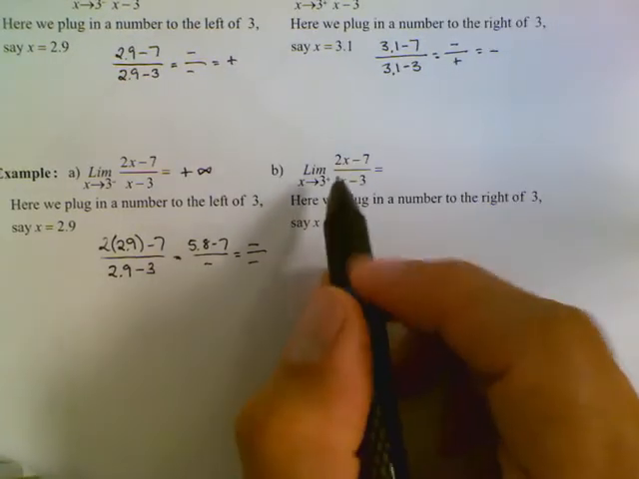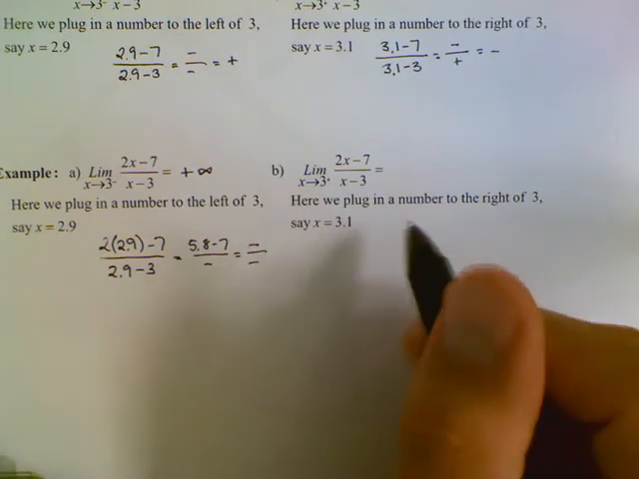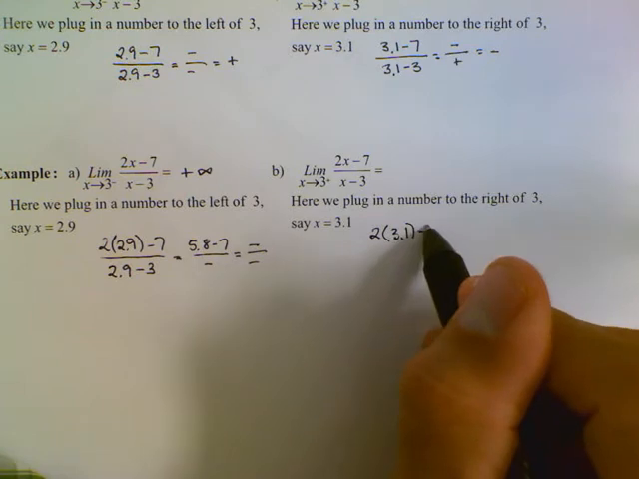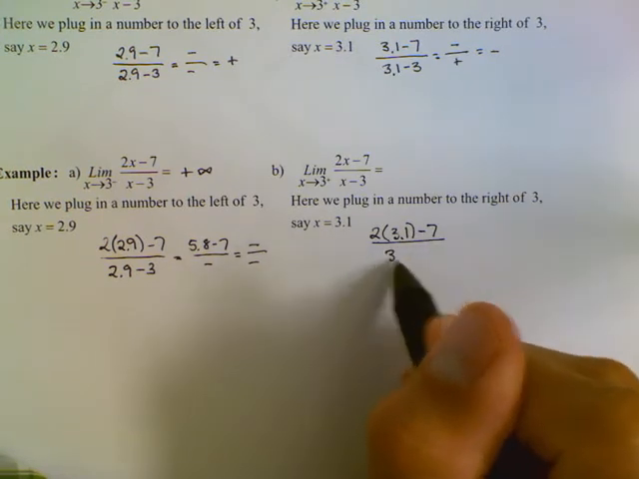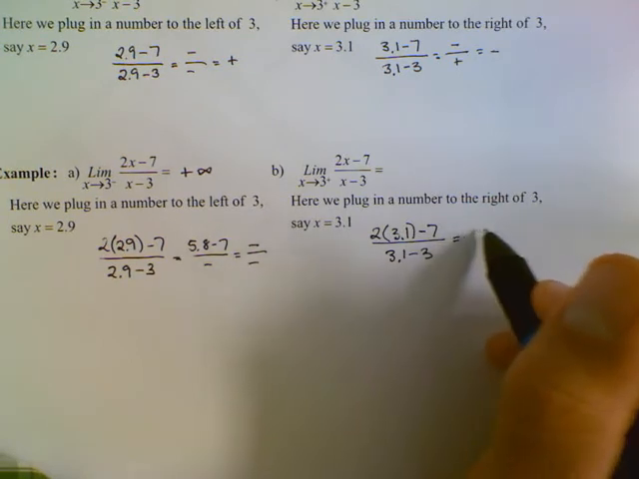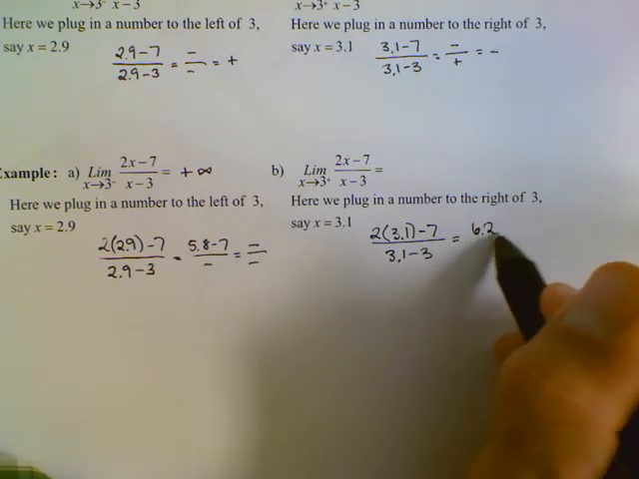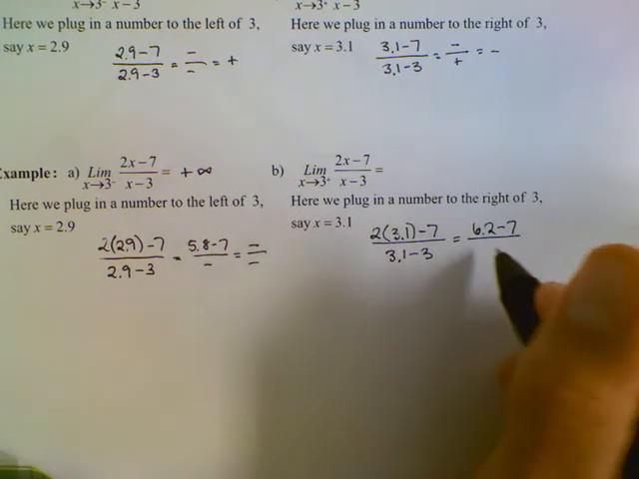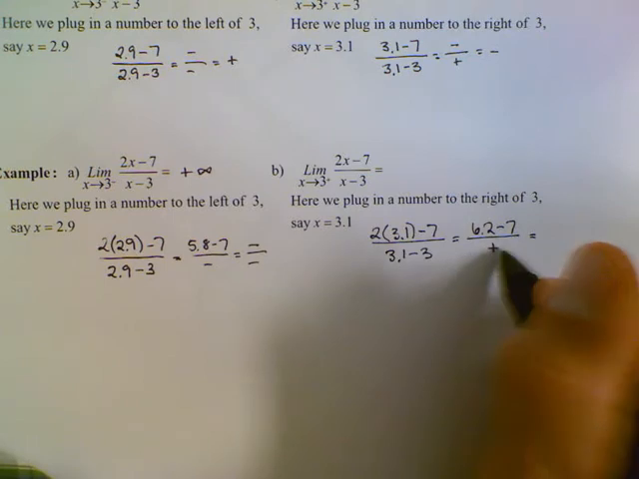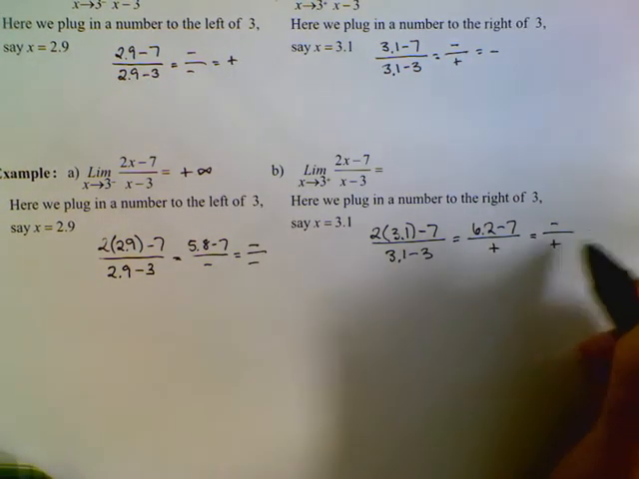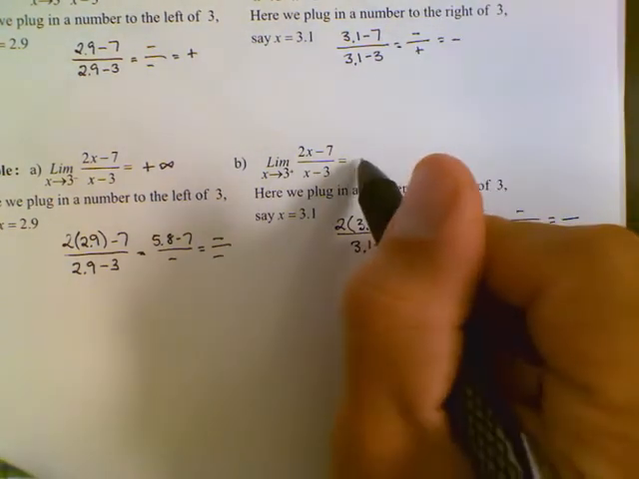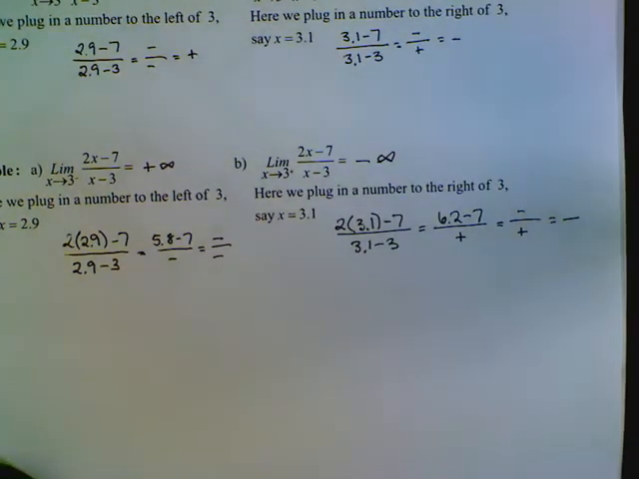Same thing, but this time we're going from the right, so we'll substitute in 3.1. 2 times 3.1 minus 7, and 3.1 minus 3. It'll be 6.2 minus 7, which is going to be a negative number. 3.1 minus 3, though, is a positive number. So we have a negative divided by a positive. So we'll end up with negative infinity.